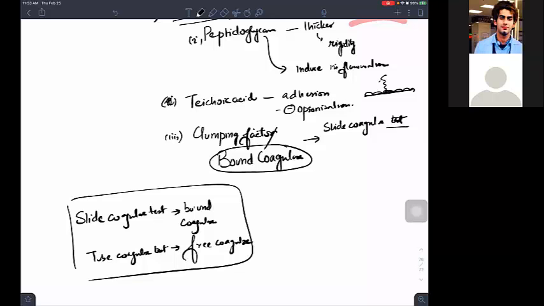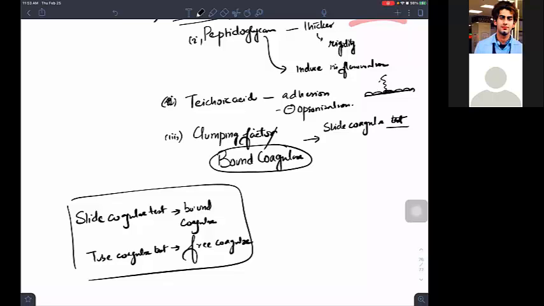But if some are bound and some are free, then we classify them. Bound coagulase is seen in Staph lugdunensis and Staph schleiferi. Staph intermedius has free coagulase. Actually, Staph schleiferi is bound coagulase, but Staph schleiferi coagulans means free coagulase. I'll be telling you later, just focus here.